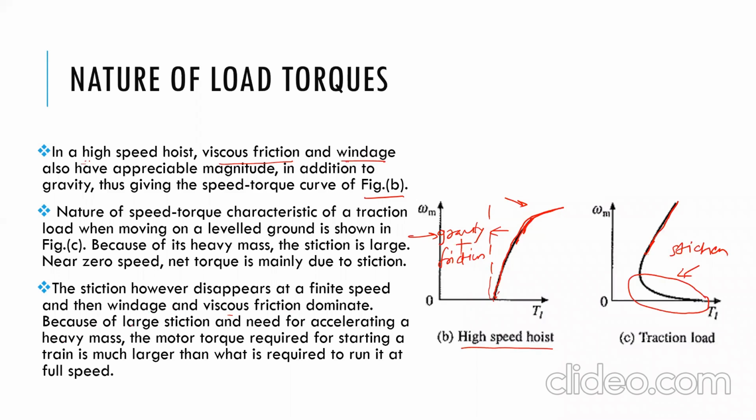Okay, because of large stiction and the need for accelerating a heavy mass, the motor torque required for starting a train is very much larger than what is required to run it at full speed. You have seen the example application of a series motor. Why is it used to run the motor? Because it produces high starting torque. And once the train starts to run, the only part that remains to be provided is the windage and the viscous friction between the train wheels and the track.